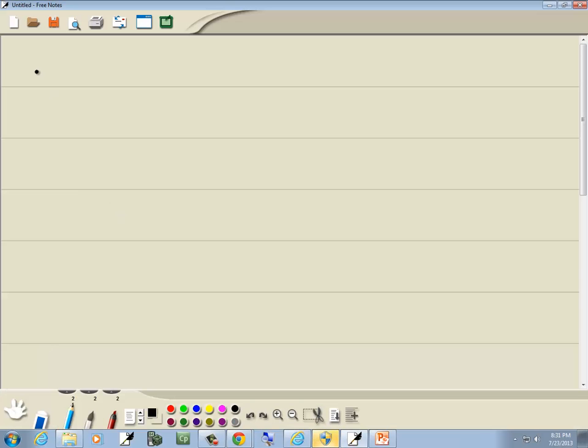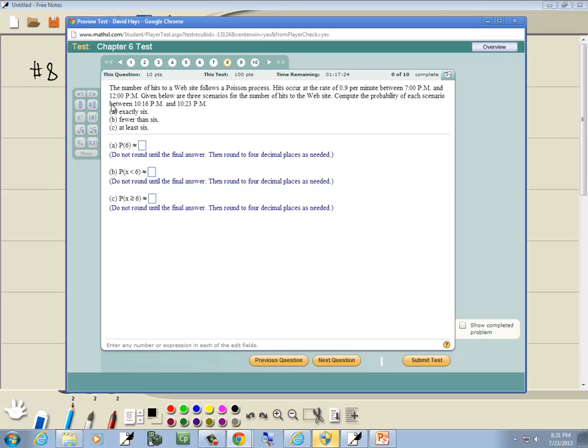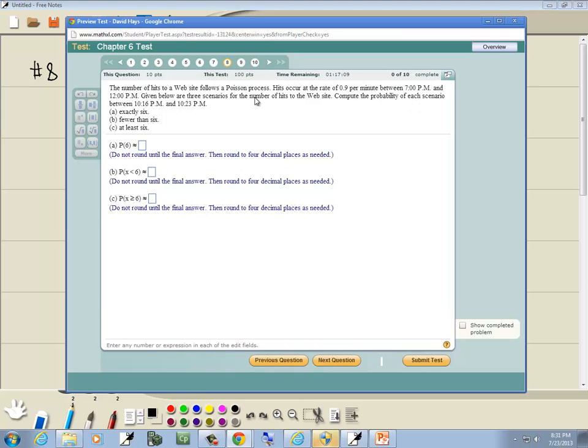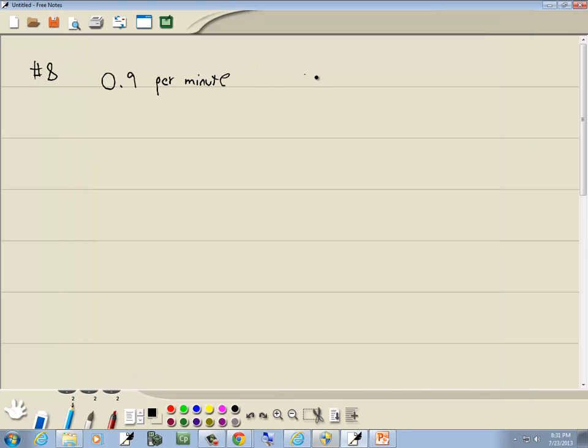This will be number 8. The number of hits to a website follows a Poisson process. Hits occur at a rate of 0.9 per minute. Given below are 3 scenarios for the number of hits to a website. Compute the probability of each scenario between 10:16 and 10:23. If I subtract these, 1023 minus 1016, that gives us 7 minutes. So we're looking at a 7-minute period.